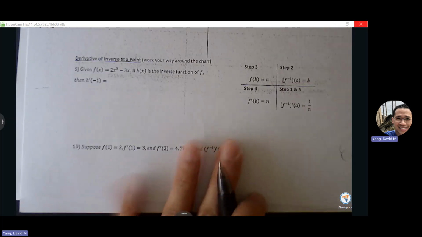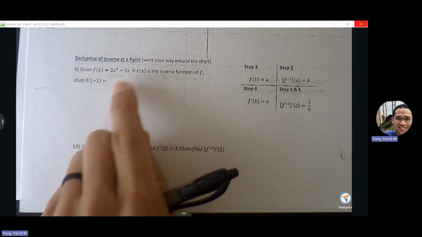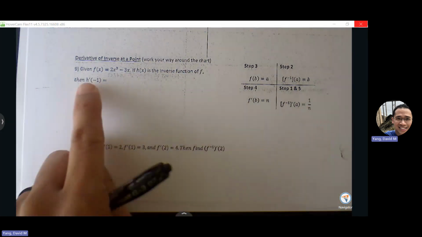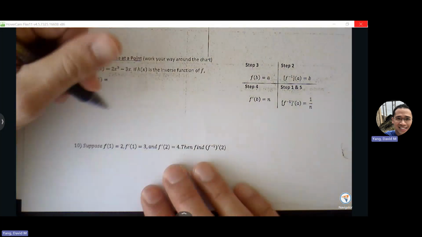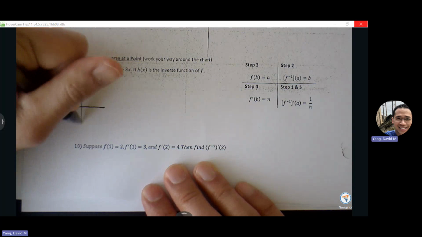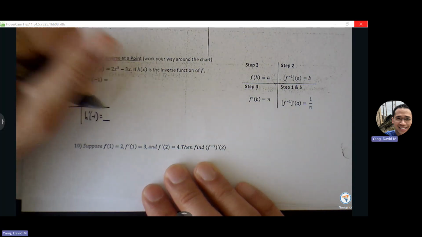Okay, so number 9. Given our function f(x) is 2x cubed minus 3x, if h(x) is the inverse of function f, so they've established that h and f are inverses of each other, then h prime of -1 is equal to what? That's what I'm looking for. I know I'm starting on the inverse side of things, so I'm going to start here at the bottom right corner. h prime of -1 is my unknown.